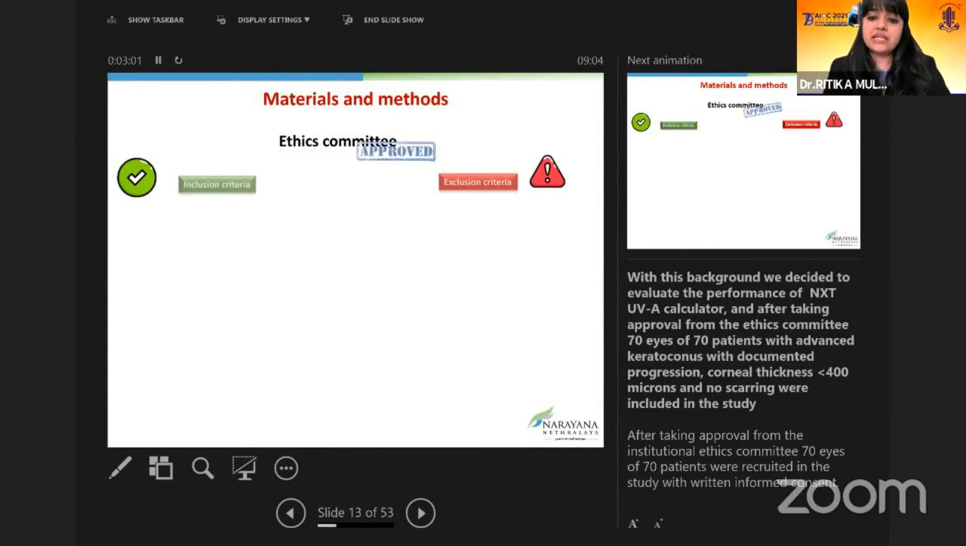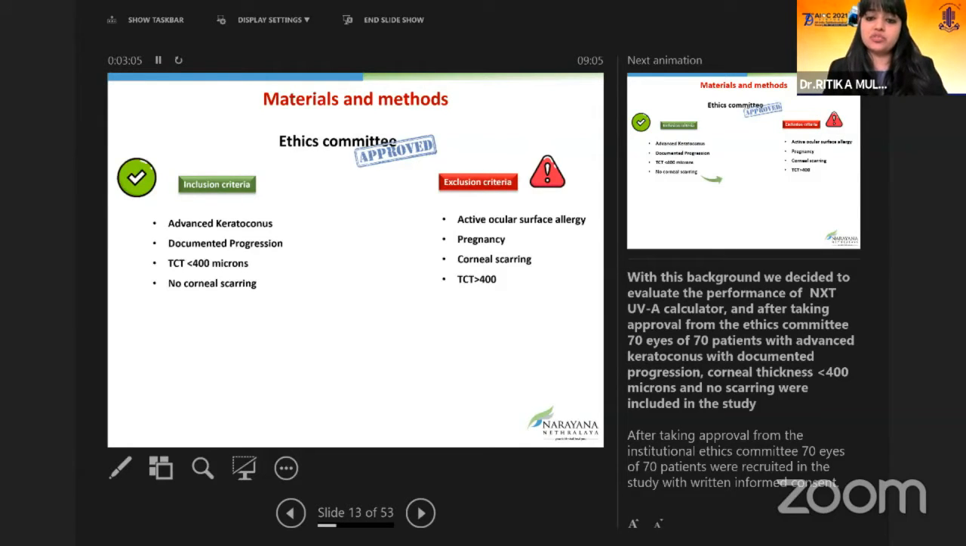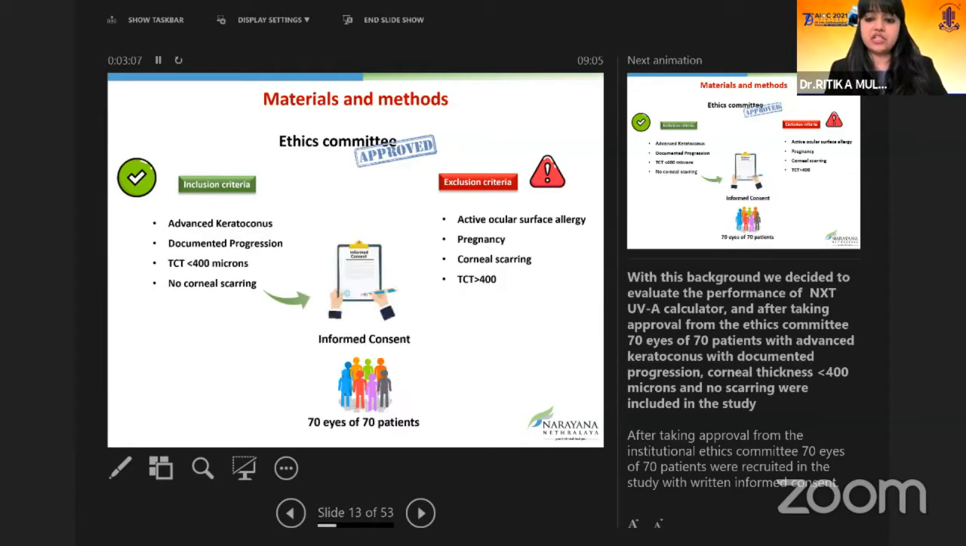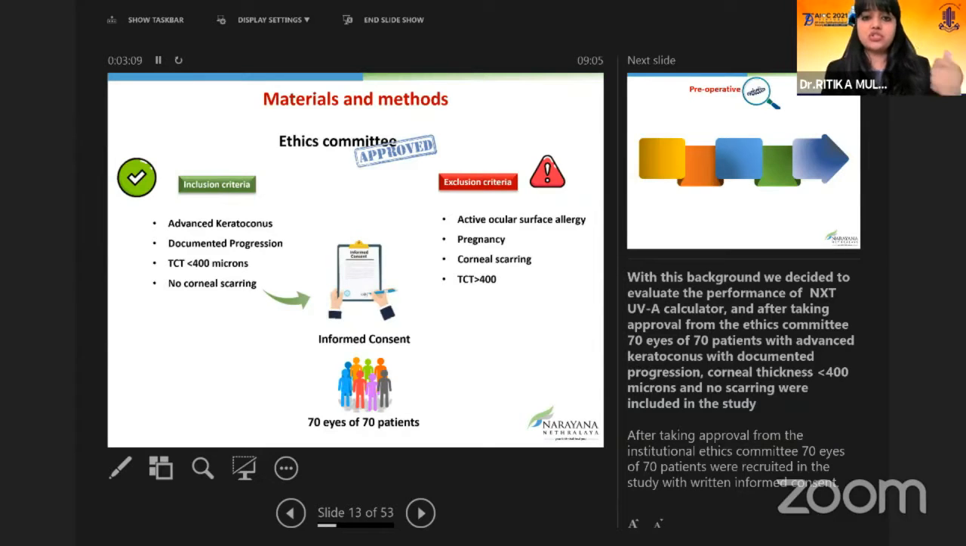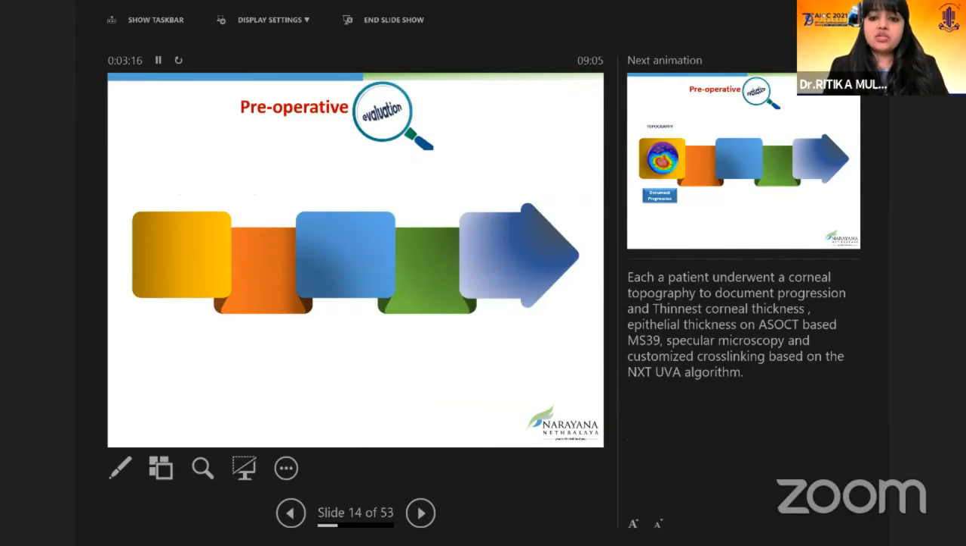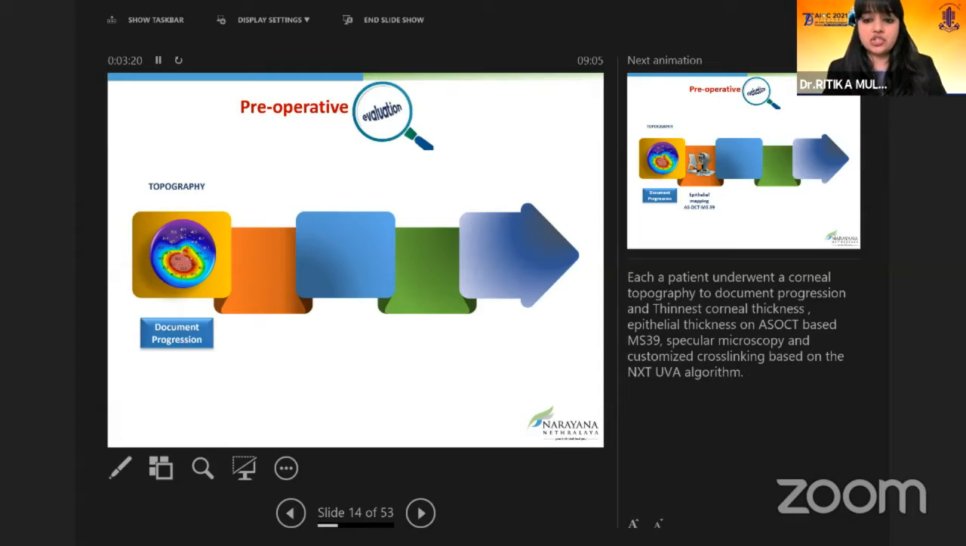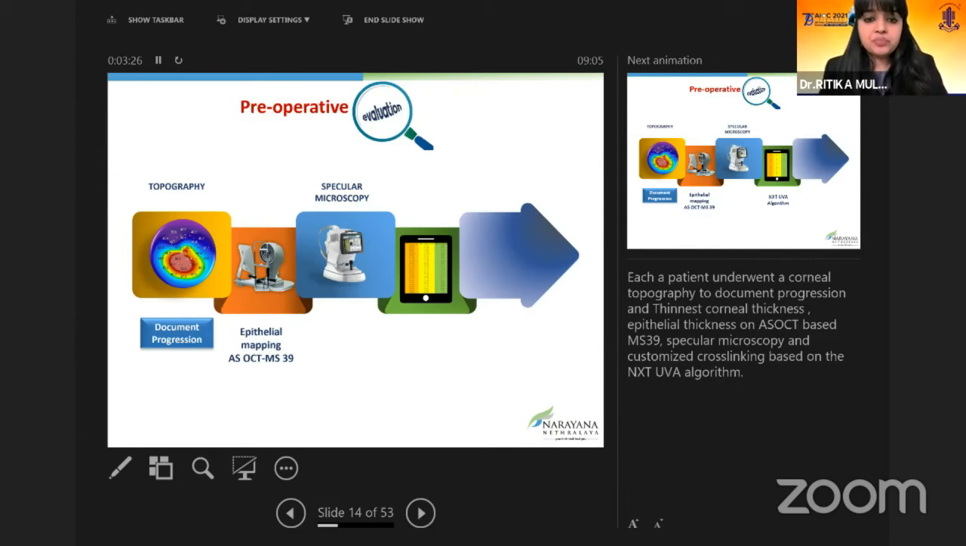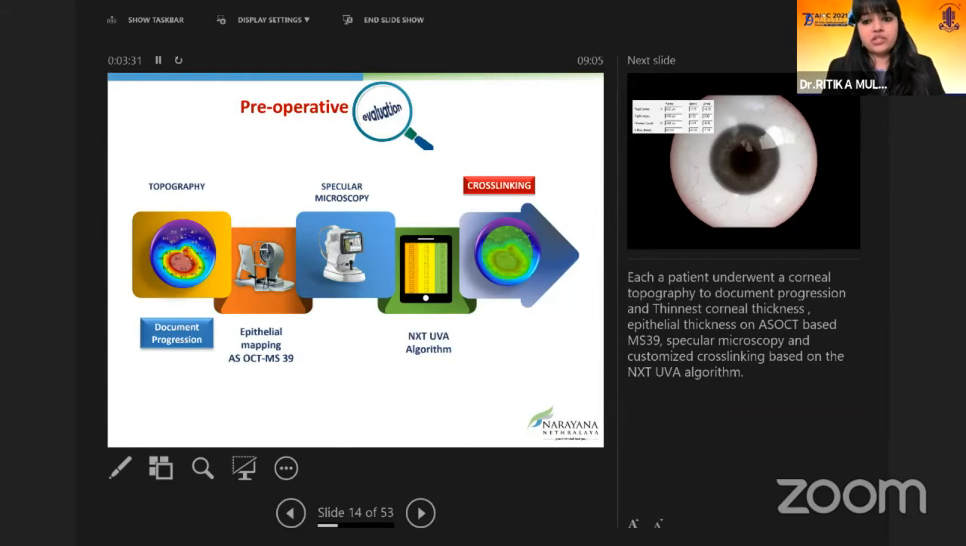With this background, we decided to evaluate the performance of the UVA calculator. After taking approval from the ethics committee, 70 eyes of 70 patients with advanced keratoconus, documented progression, and corneal thickness less than 400 microns without any scarring were included in the study. For each patient, we did a corneal topography to see the progression and the thinnest corneal thickness, epithelial mapping on AS-OCT, and specular microscopy to see the endothelial cell count. Then we put everything in the NXT UVA algorithm and did the cross-linking.